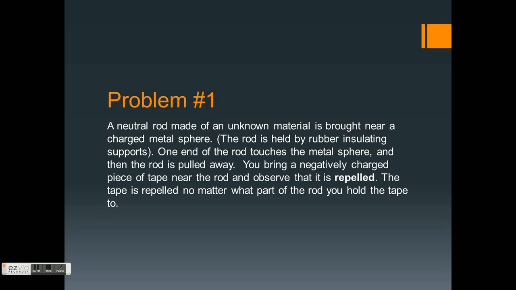A neutral rod made of an unknown material is brought near a charged metal sphere. The rod is held by rubber insulating supports. One end of the rod touches the metal sphere, and then the rod is pulled away. You bring a negatively charged piece of tape near the rod and observe that it is repelled. The tape is repelled no matter what part of the rod you hold the tape to. The biggest part of this problem is that it was repelled after touching the metal sphere, letting you know that charges changed from the sphere to the rod.